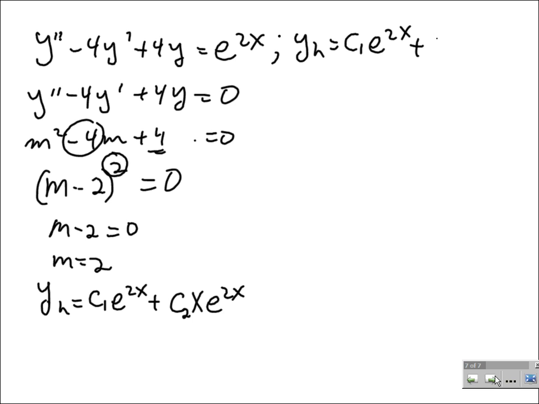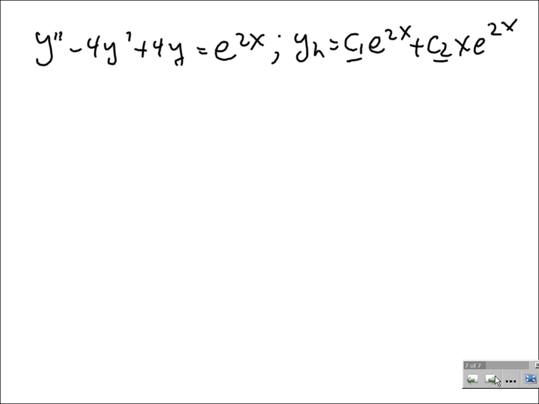Or it's a family of them. What do I mean by family? For each values of c1 and c2, you get a different answer. Get a different y. Okay. So now we have to find u1 prime and u2 prime.